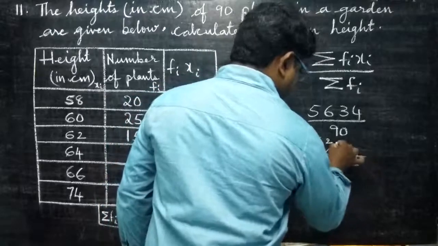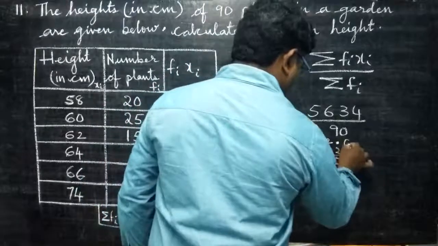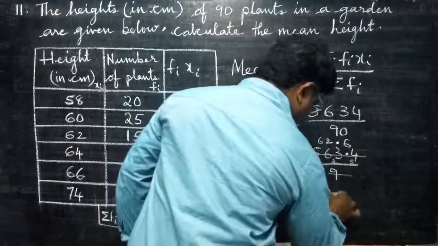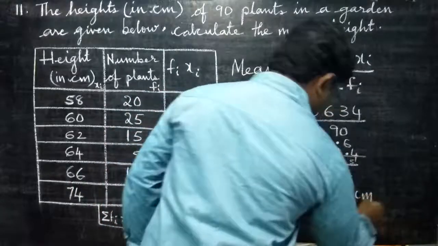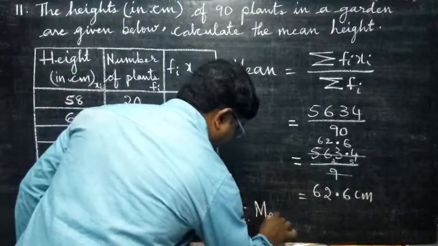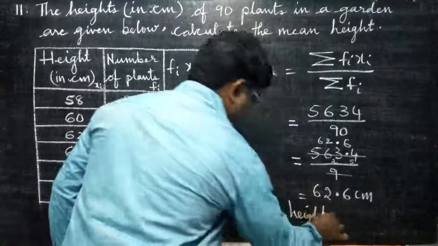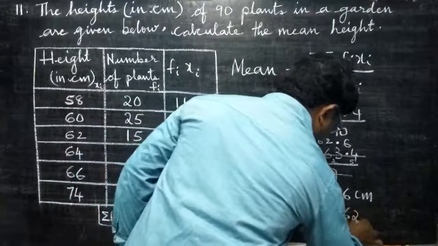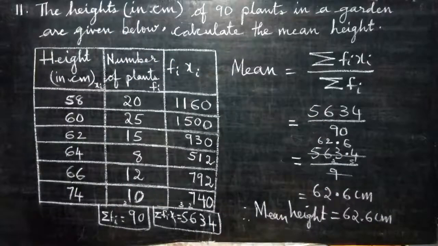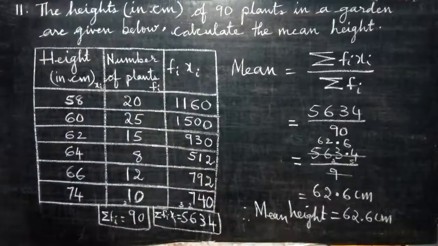Here decimal is there, put that decimal here. 9 goes, 9 6s are 54. So how much you got? 62.6 centimeters. They told to find mean height. Therefore mean height is equal to 62.6 centimeters, because they gave measurement in centimeters. That is the way of simplifying this problem.